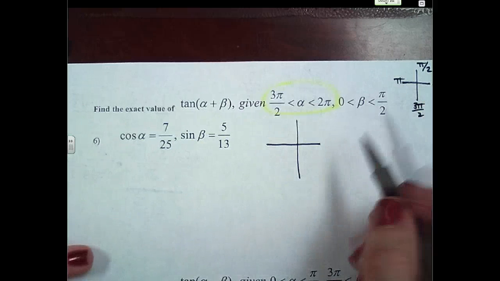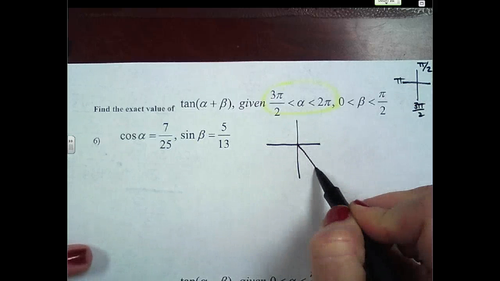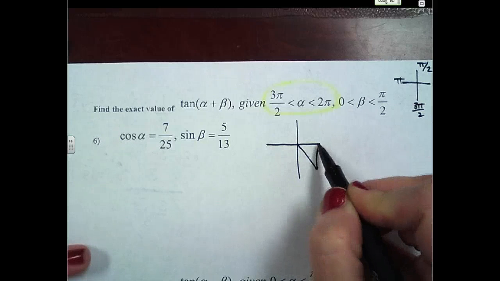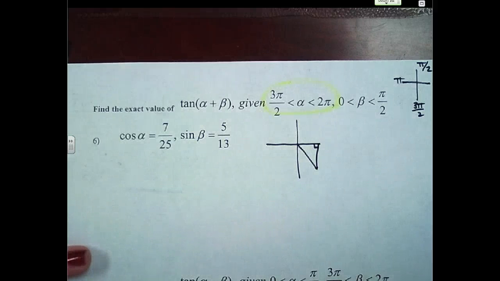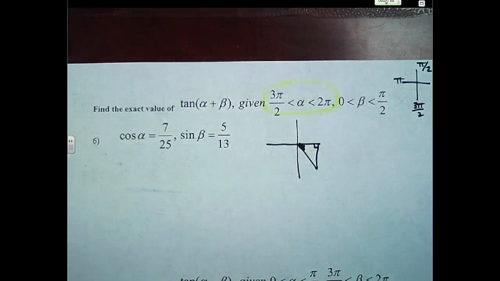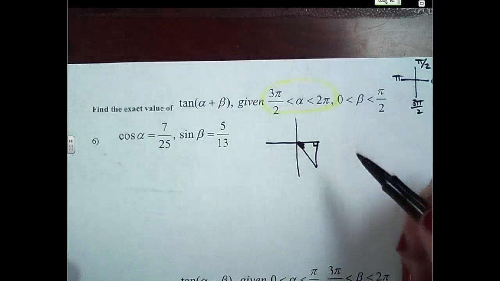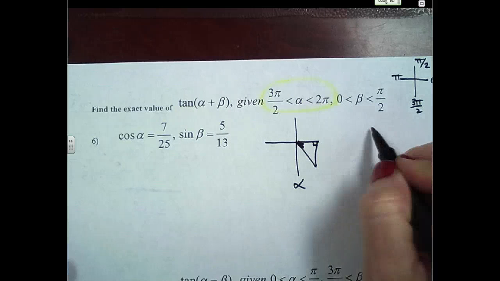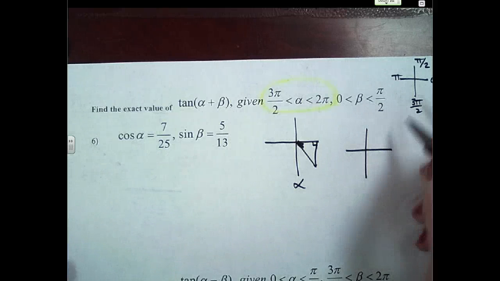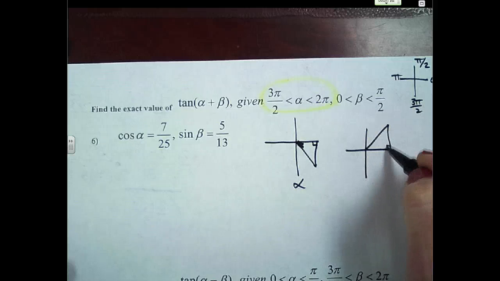So to draw quadrant 4, you go down, and then you connect back to the x-axis. So there's your triangle. Here's your origin, or your angle that you're going to measure from. Remember, it's always at the origin. Okay, now then that's alpha. Let's draw beta. Beta is in quadrant 1, so you're going to go out, back down to the x-axis, and there's your reference angle.